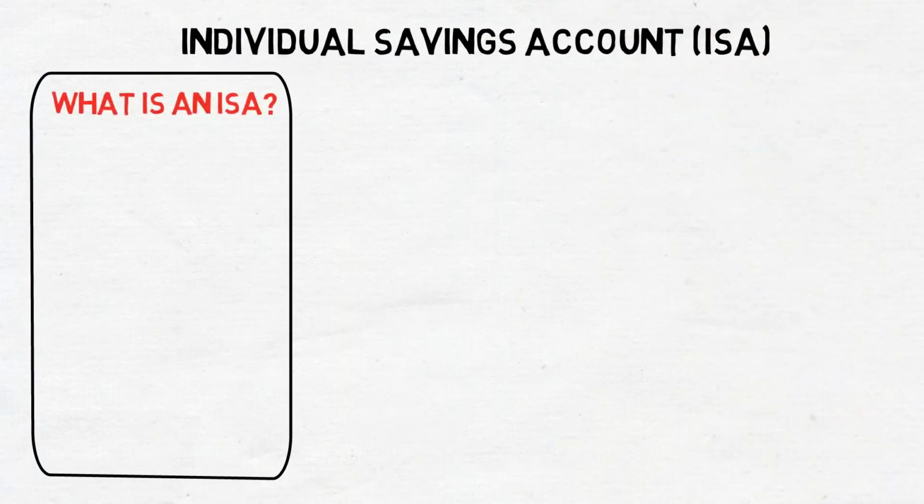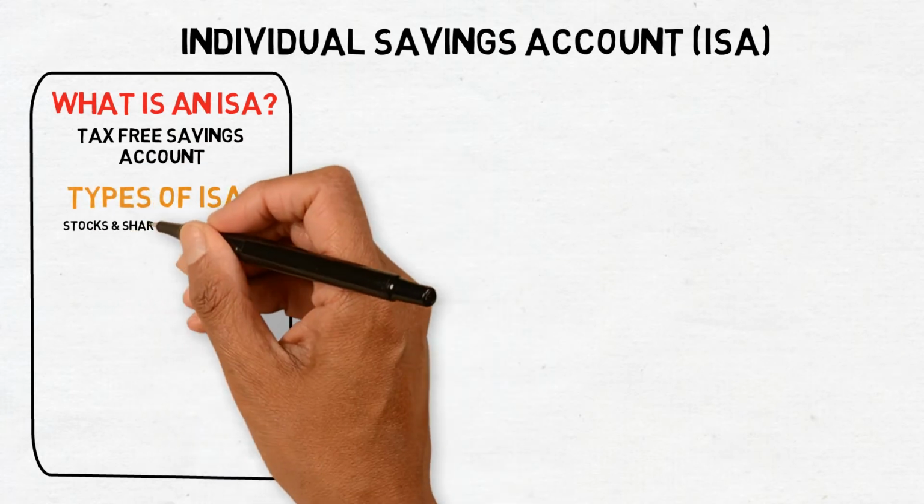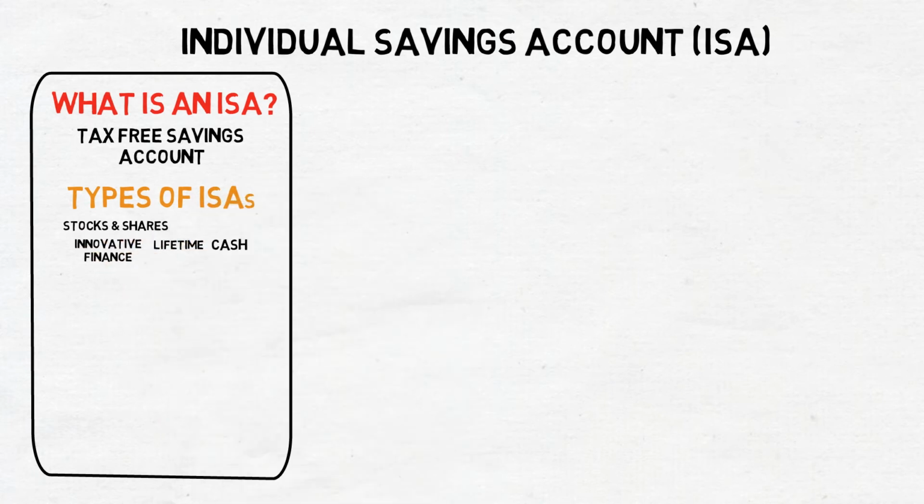So, the Individual Savings Account, also known as the ISA. The ISA is a tax-free savings account, and there are currently 4 types available: cash, stocks and shares, lifetime, and innovative finance. We will also cover the Help to Buy ISA, which is no longer available to open.